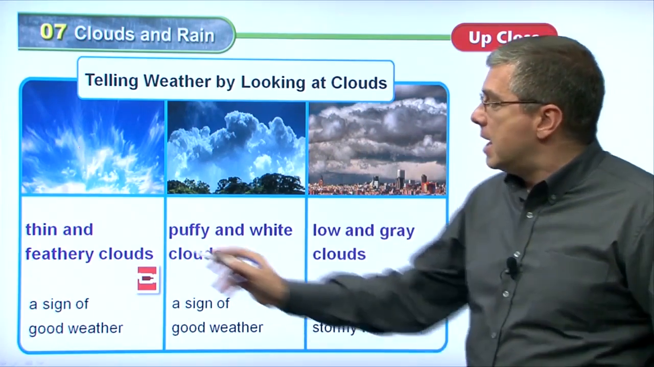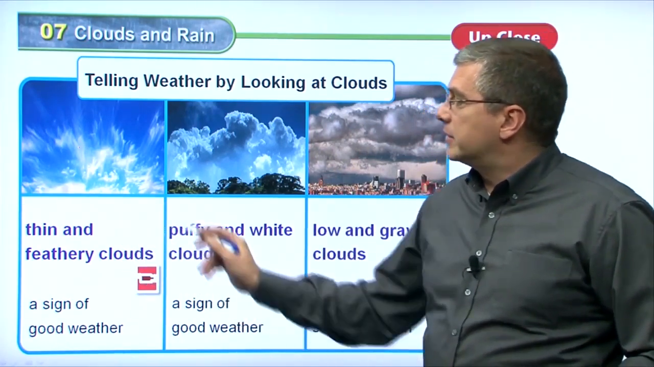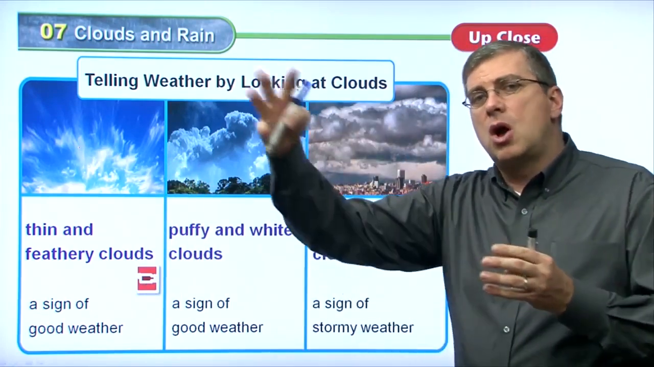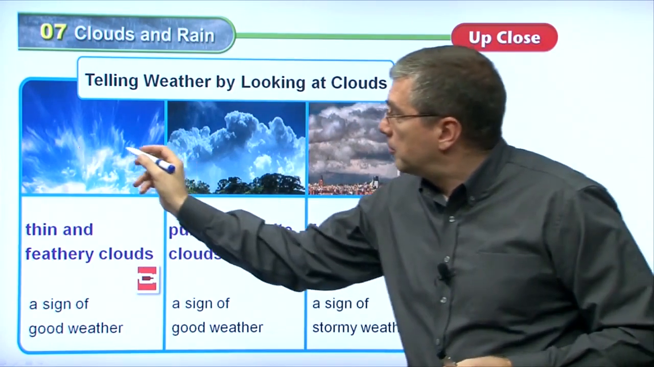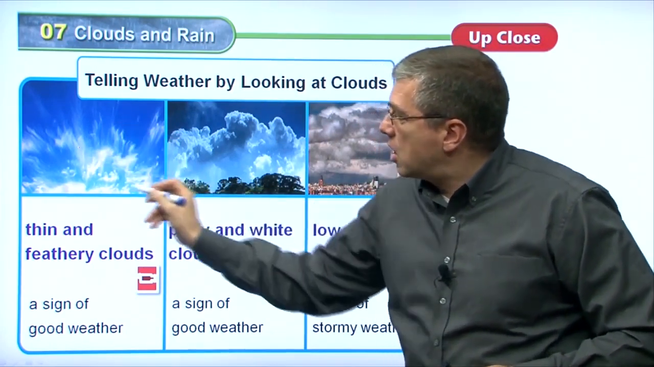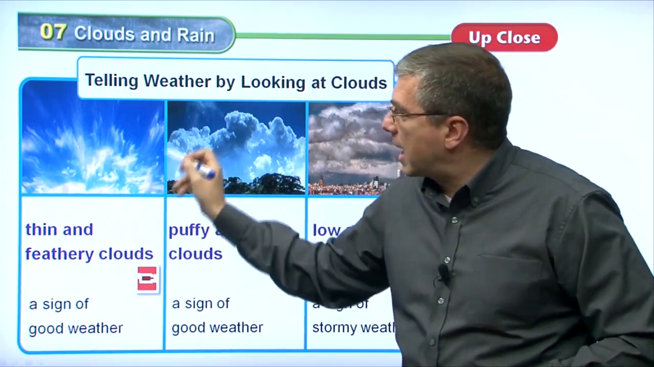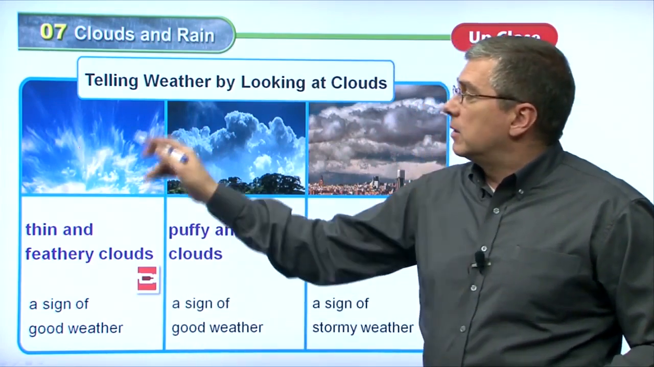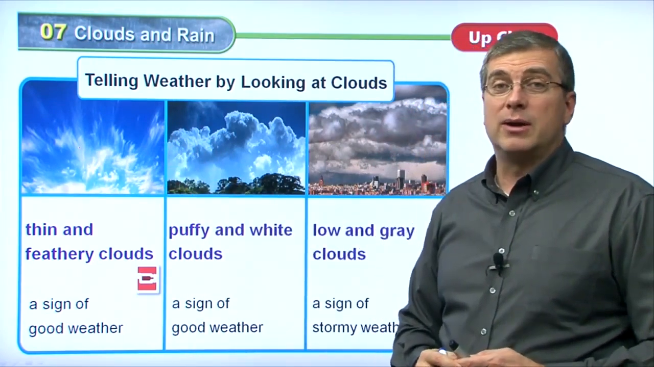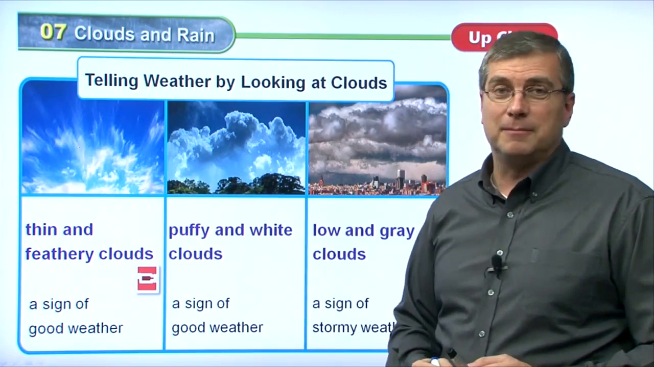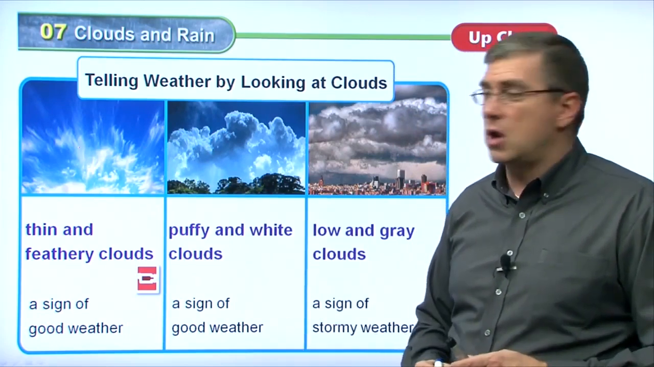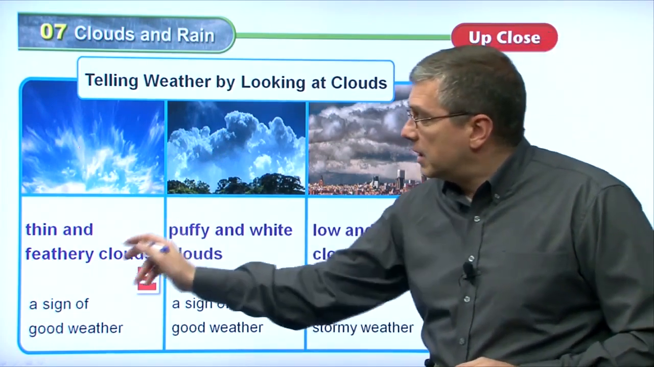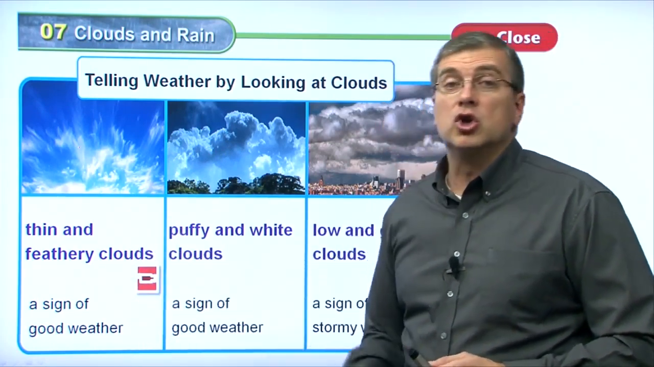Let's take a look. Thin and feathery clouds. Thin and feathery means, you know, they're not round, they're feathery. They're kind of long and they have many shoots off of them. Very thin, but they're feathery. This is a sign of good weather. So in other words, it's not going to turn into bad weather. It means the weather's going to stay the same. It's not going to rain, it's not going to snow. It'll be a little cloudy, but there'll be a lot of sun too. So thin and feathery clouds are a sign of good weather.